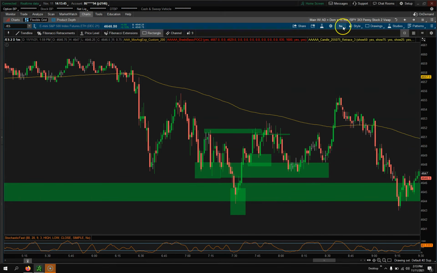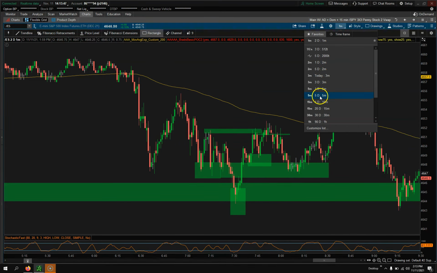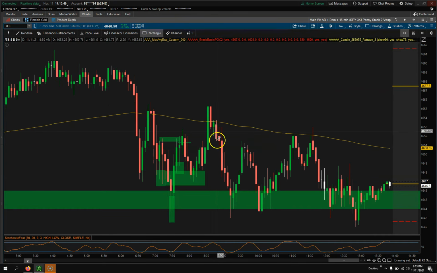Another way to do this would be to just go to a 5-minute chart and play the reverse waterfall this way, right? You could see we're in the waterfall. If it breaks above, you get long. If a 5-minute candle closes below or breaks below, jump out.